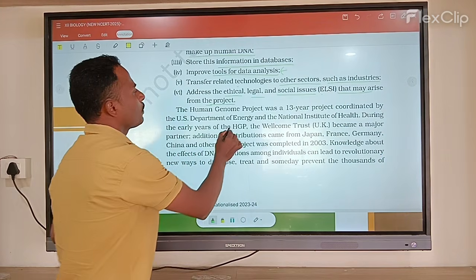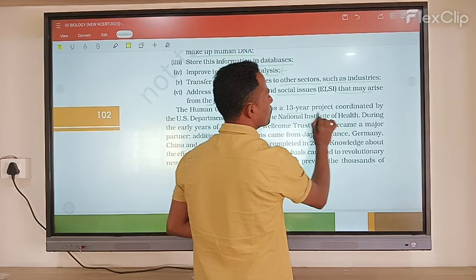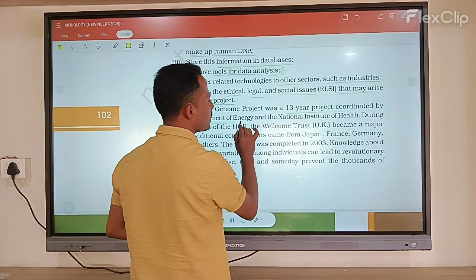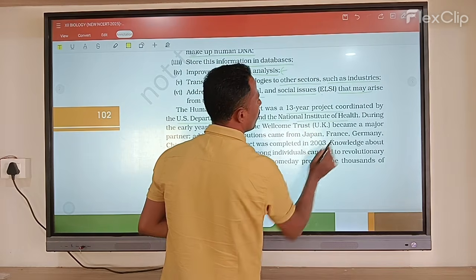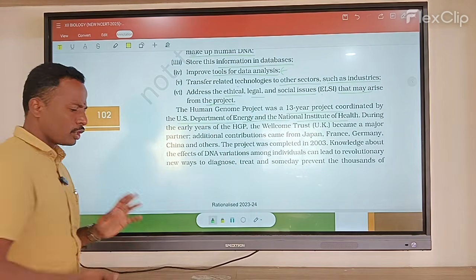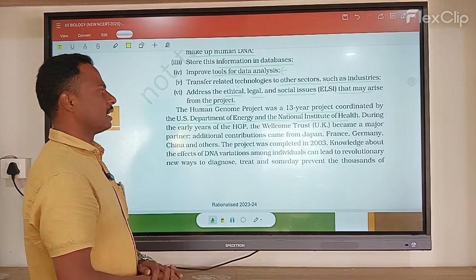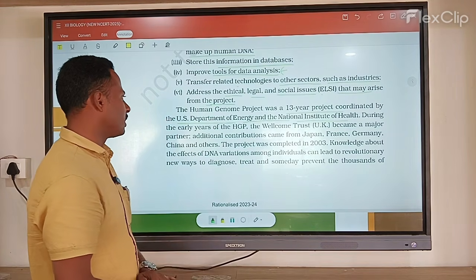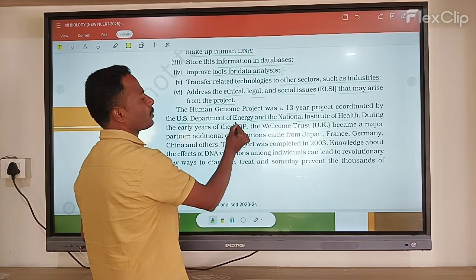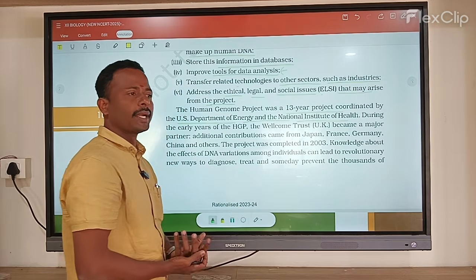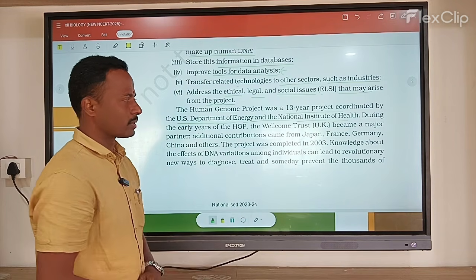The human genome project was a 13 year project coordinated by the US Department of Energy and the National Institute of Health. It is organized, that is coordinated, by which department? The US Department of Energy and the National Institute of Health. These institutes developed the human genome project.